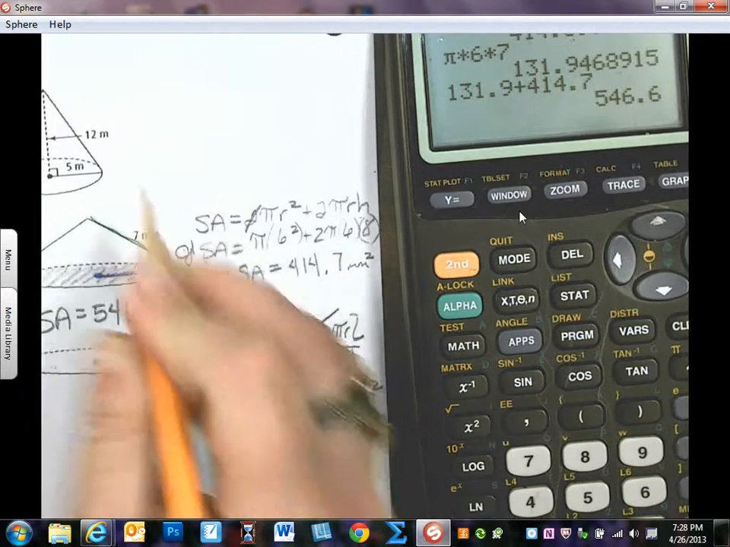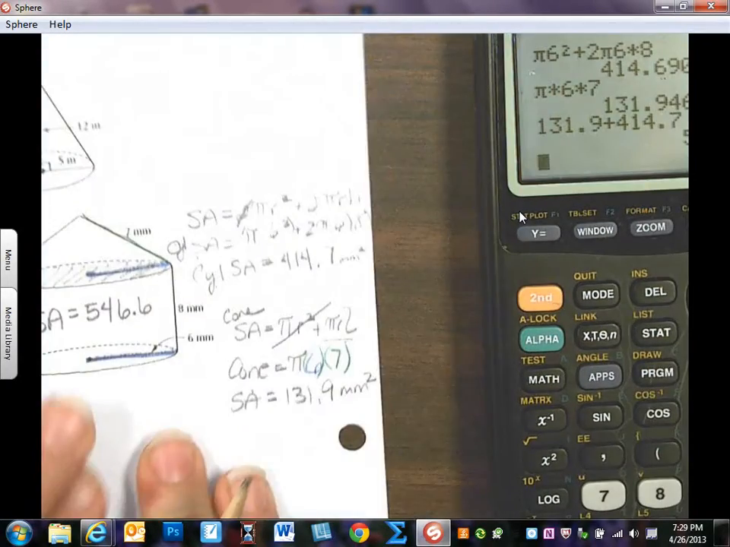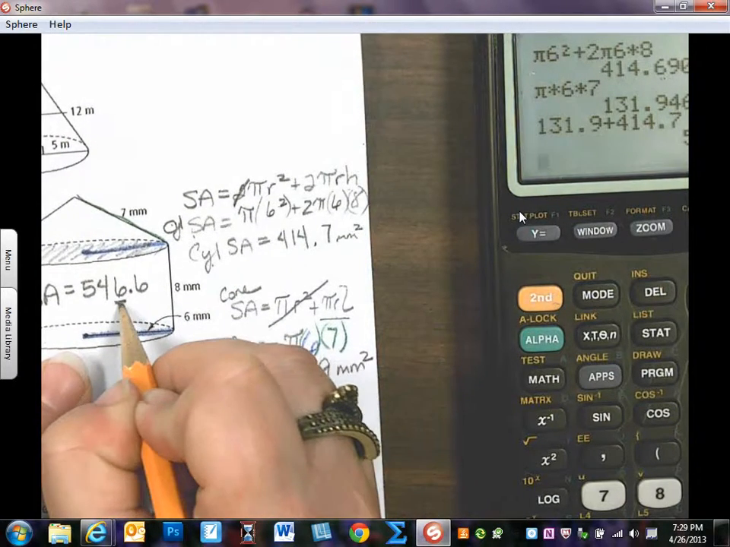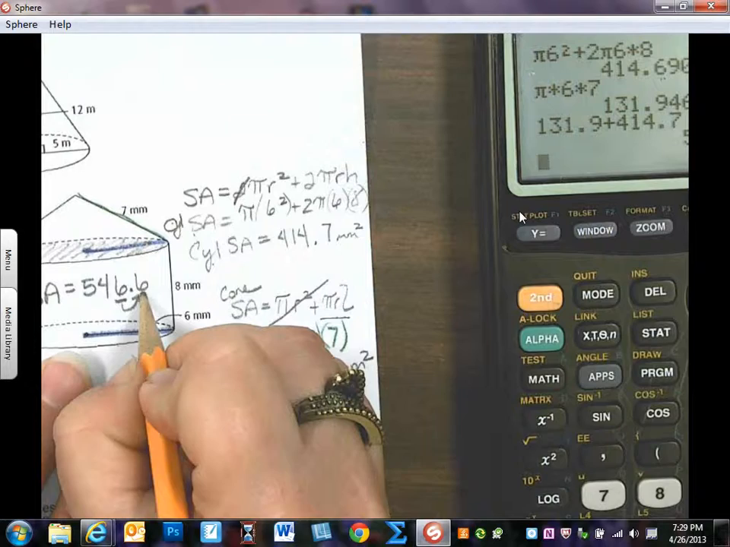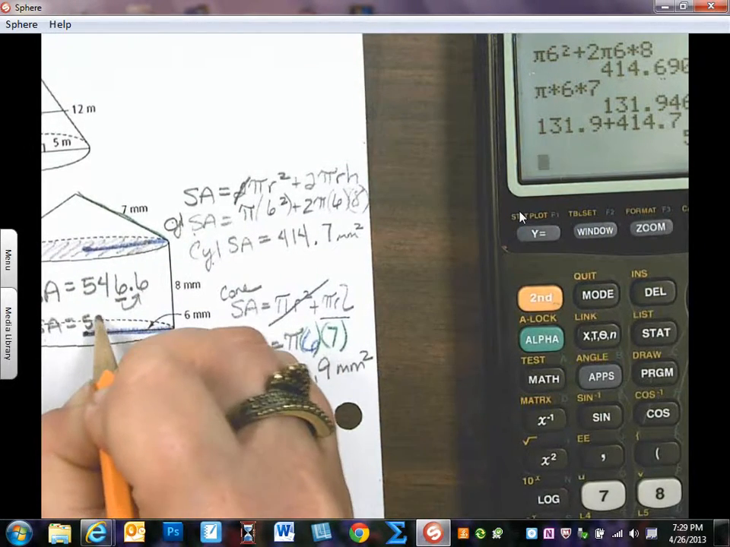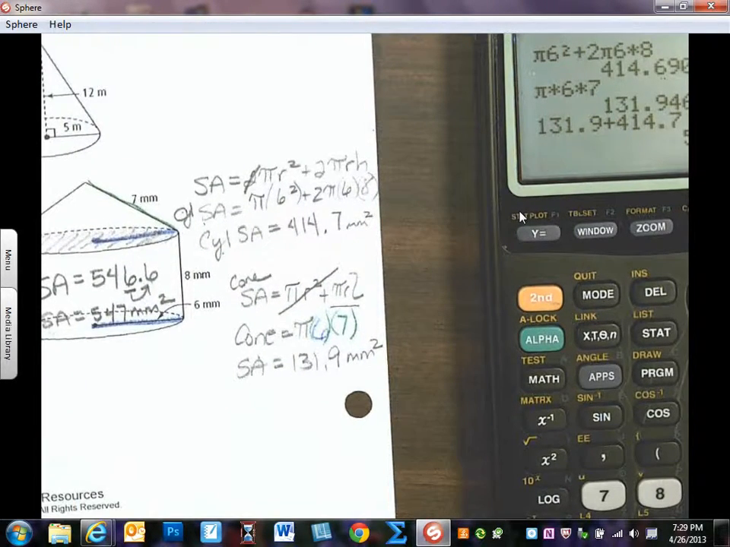which is going to equal 546.6. Now it wants me to round it to the whole number. See the whole number up there? So we want to round to that spot, look just to the right, that's a 5 or more. So my actual answer is going to be 547 millimeters squared. And that's a good answer there.